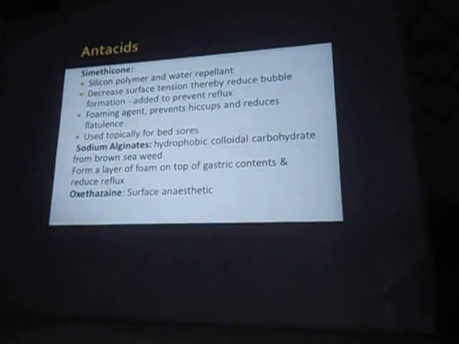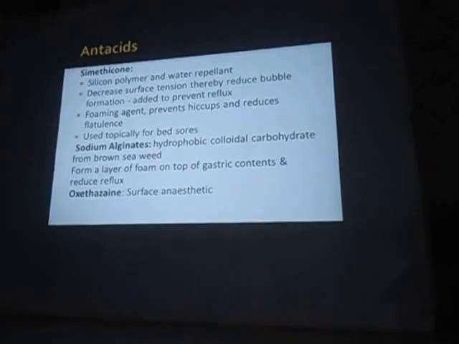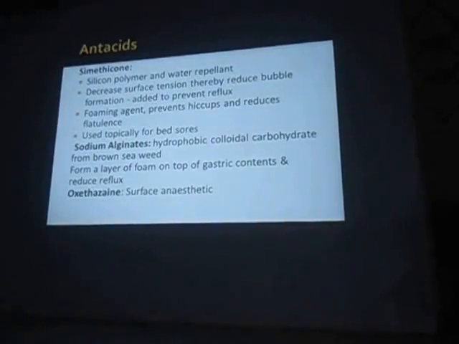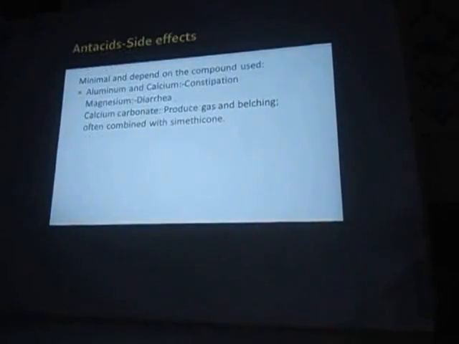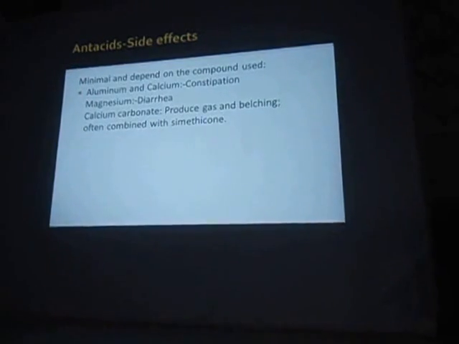Sodium alginate is a hydrophobic colloidal carbohydrate. How it helps is that it forms a protective layer on top of the gastric contents, where the acid floats on this layer. Oxetacaine is again combined with these antacids and acts as a surface anesthetic. So with antacids, you got to know: aluminum drugs cause constipation, calcium causes stone formation, magnesium can cause diarrhea. Calcium carbonate releases carbon dioxide, which will lead to belching.